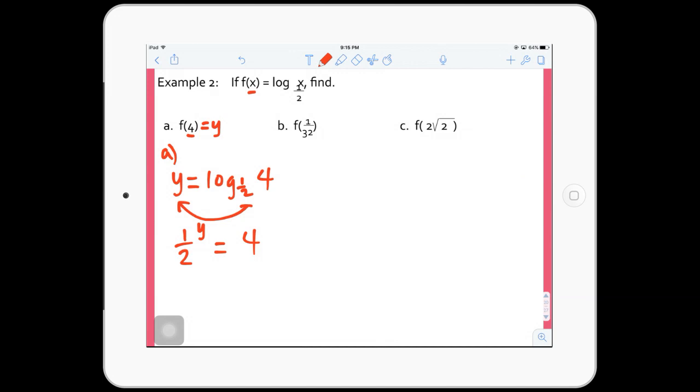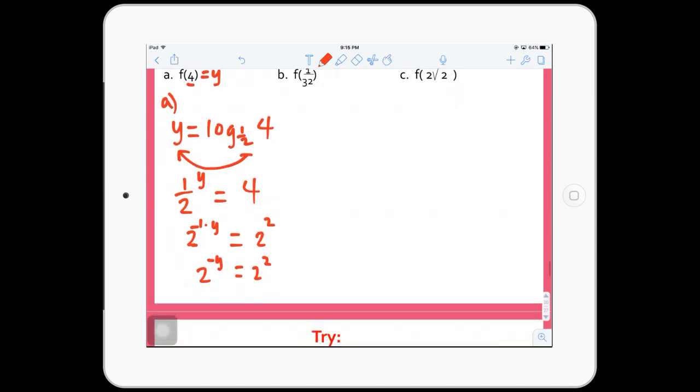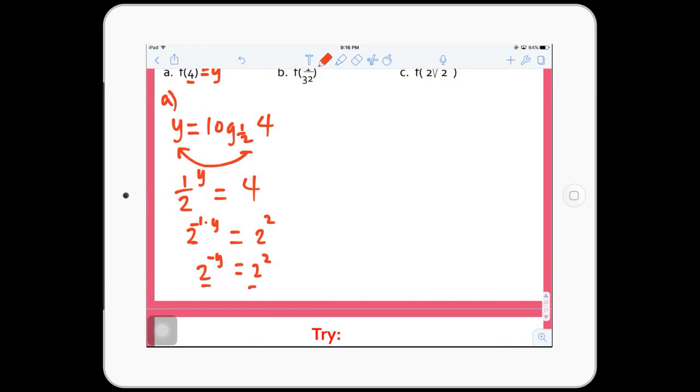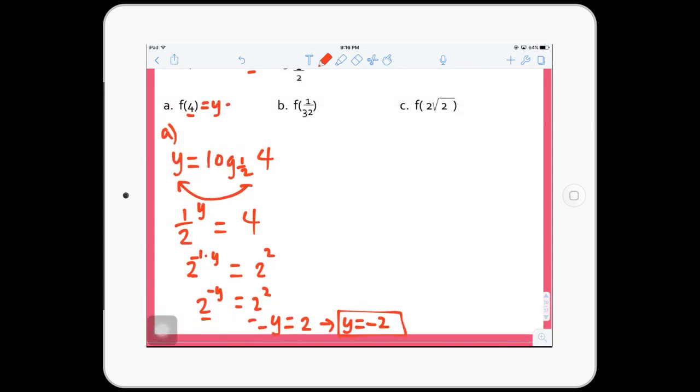Now we're going to solve this, and the way that we would attempt to solve this is to rewrite the 1/2 as 2 to the negative 1 power, and that's going to be multiplied by y. I'm going to rewrite the 4 as 2 squared. And so we simplify the exponent. That will give us 2 to the negative y equals 2 squared. Therefore, because the bases are equal, we have negative y equals 2. And then switching the sign, we have y equals negative 2. So now we have solved the problem, and y is equal to negative 2 is the answer for that problem. Let's take a look at the next one.